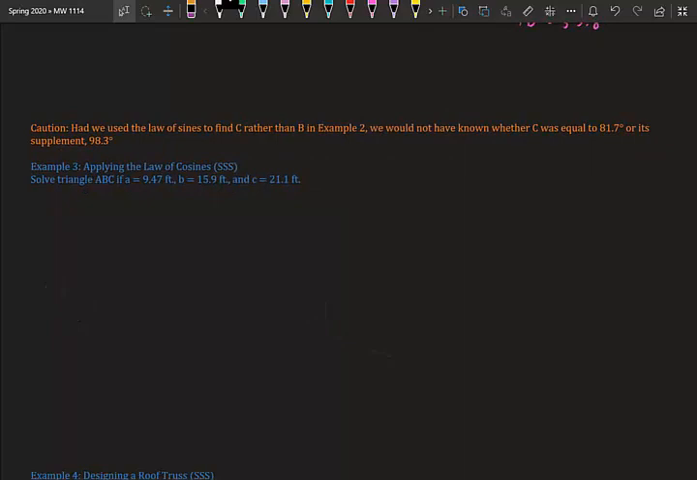Had we used the law of sines to find C rather than B in example 2, we would not have known whether C was equal to 81.7 degrees or its supplement. So that is why we go in the order in which they give us, because it's going to set us up at the end. So we know we won't have any mistakes.